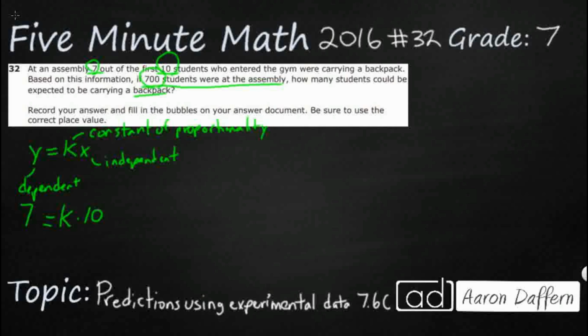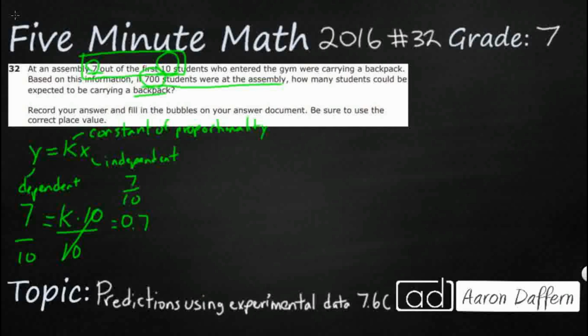So if we want to figure out this constant of proportionality, we can divide both sides by 10, and you get k equals 7/10, or let's go ahead and make that 0.7. They actually kind of give that to you right here: 7 out of 10. You can easily see that 7 out of 10 right there. So that is going to be our constant of proportionality.